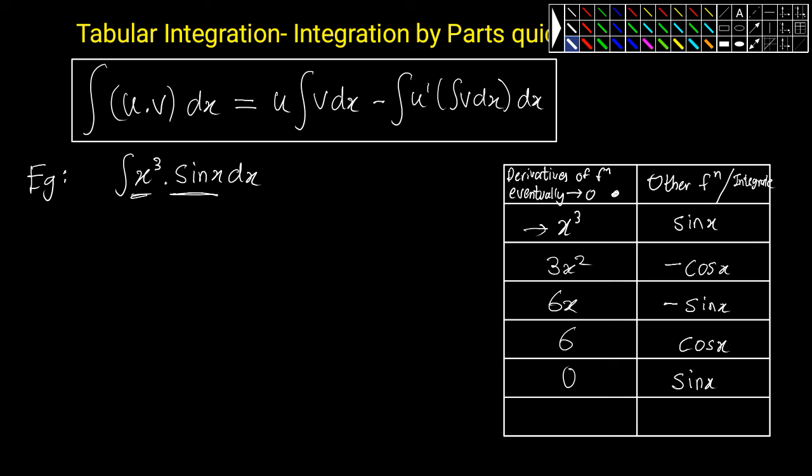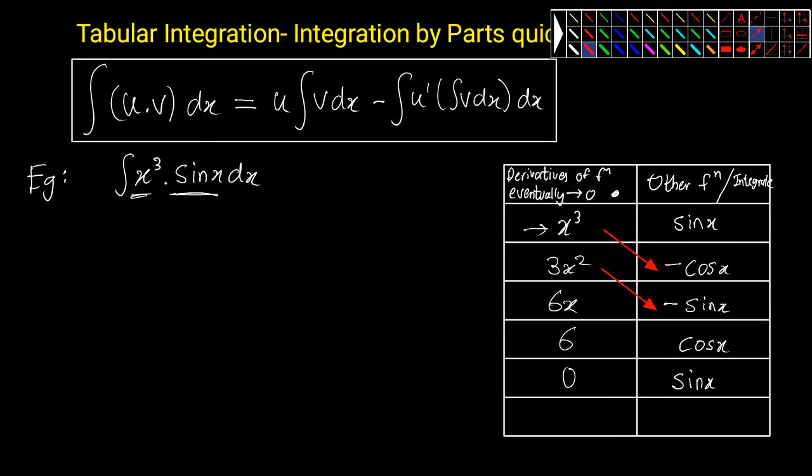Now let's see what we are going to do. So what we are going to do is take this to this, to this. I think you can see where this is going. This and this, this and this. Okay, and now we will assign them signs alternately.